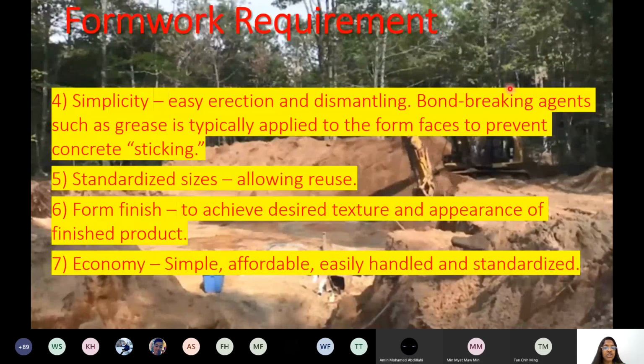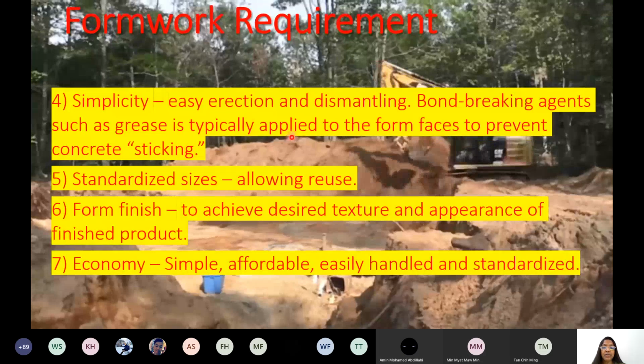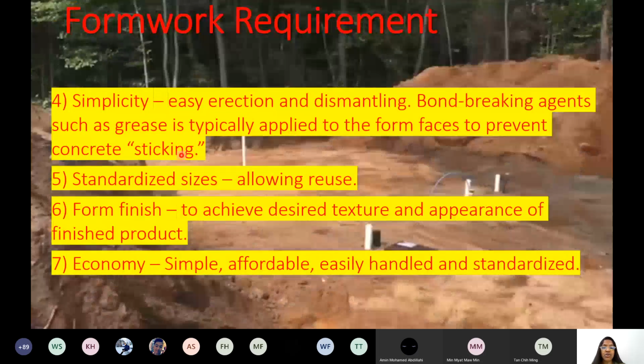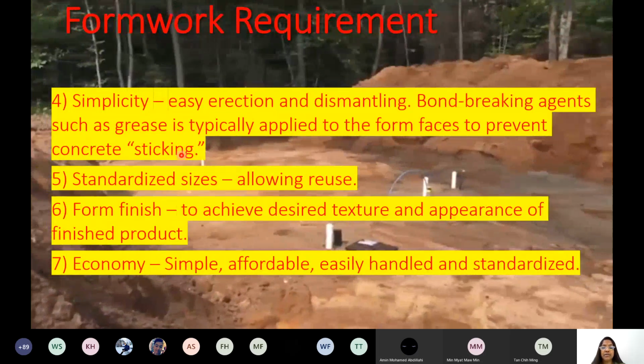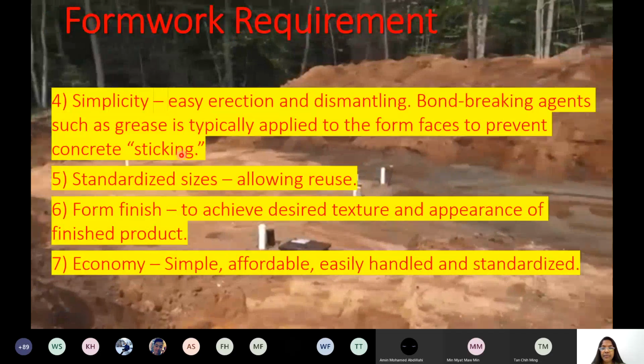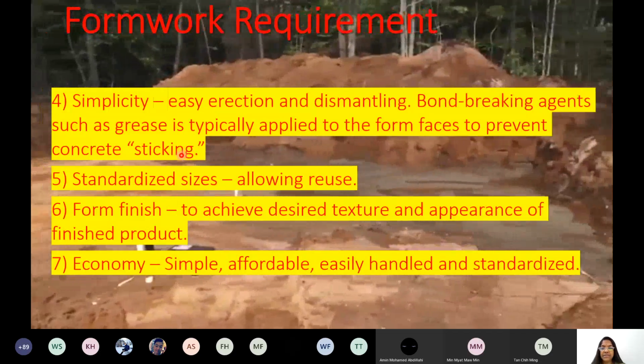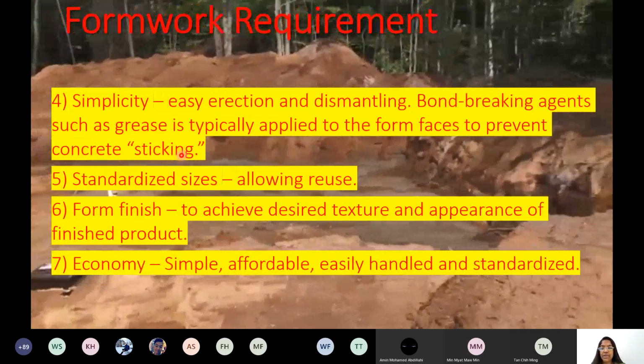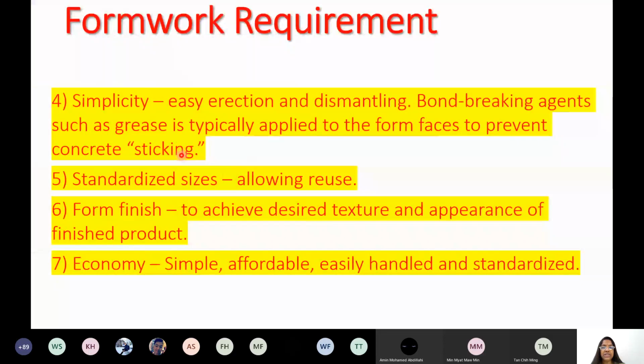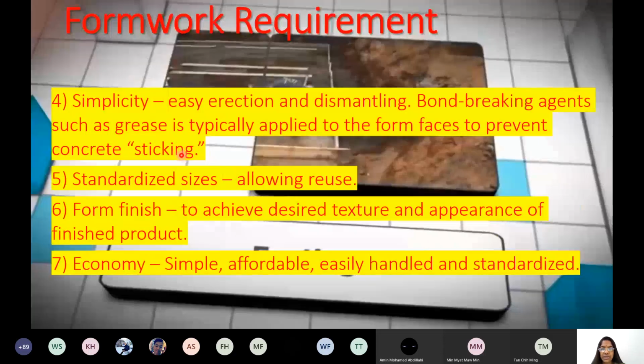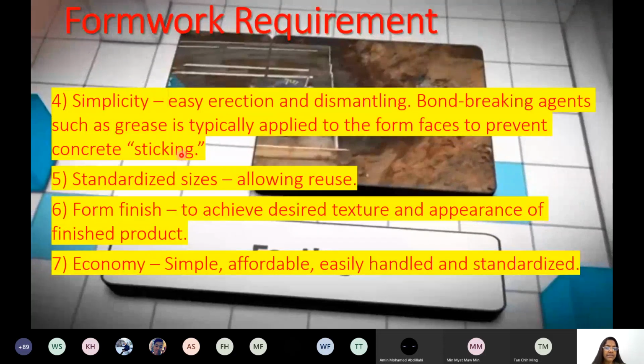Bond breaking agents such as grease are typically applied to the form faces to prevent the concrete from sticking. So it should be easily handleable. Use adhesives and lubricants in such a way that they can be easily removed and easily handled during installation and during dismantling. Standardized sizes.